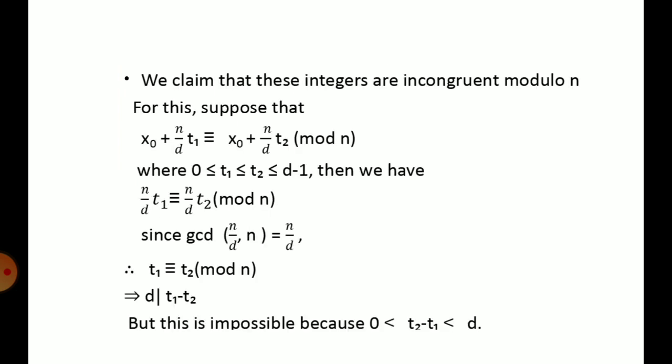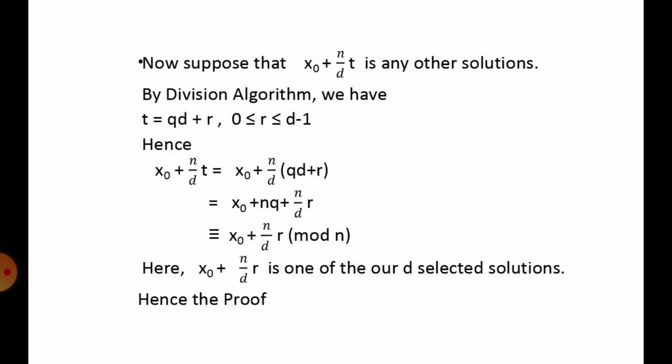Now we shall prove that other than these d solutions, there does not exist any other solution. For example, we shall assume that x0 plus n/d times t is any other solution. Then by the division algorithm, we have t is equal to qd plus r, 0 is less than or equal to r is less than or equal to d minus 1. Means here in this division algorithm, we have divided t by d.